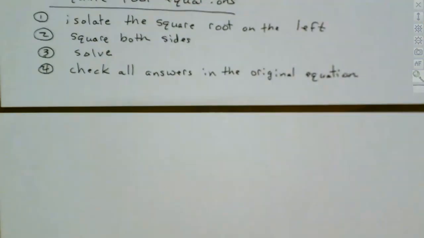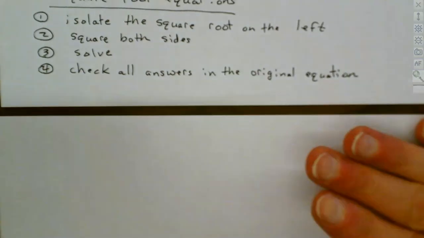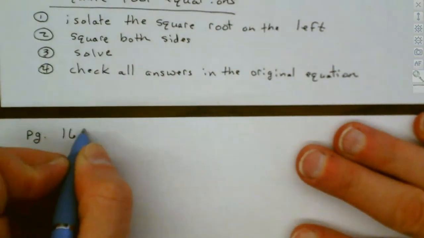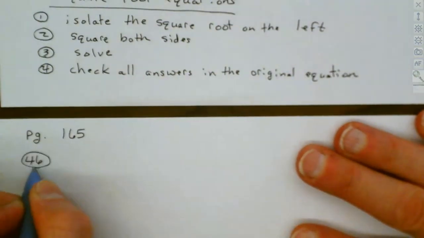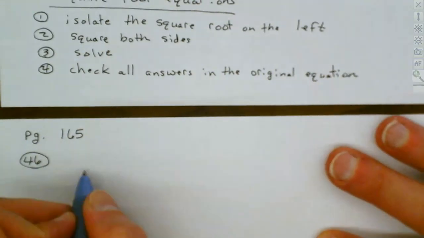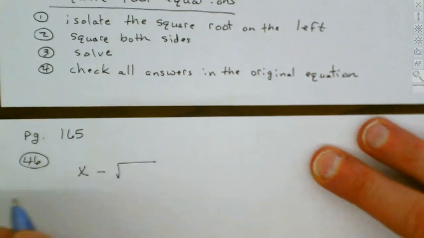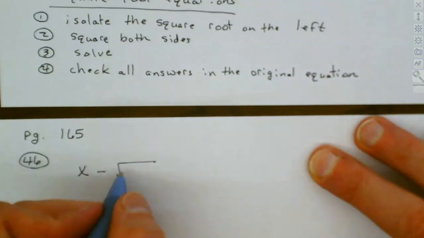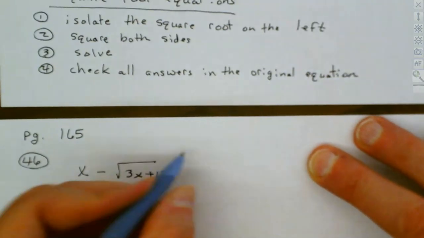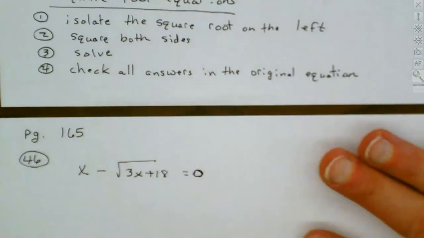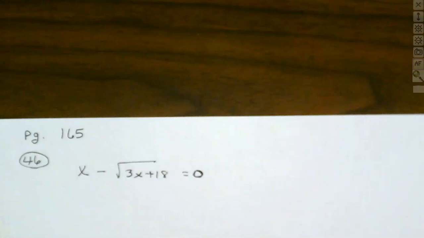So let's start off with a pretty easy one to work through. How about question, and I'll just pull these from our textbook. How about question 46 on page 165? And we've got x minus the square root of 3x plus 18 equals 0. So this is what we've got, and we need to solve it.